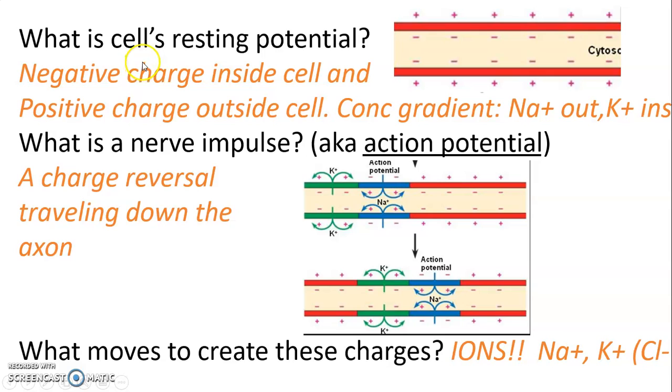So really briefly, this is a super short answer. Cell's resting potential: negative on inside, positive on outside, and a concentration gradient. Sodium high on outside, potassium high on inside. What is a nerve impulse? The shortest possible definition would be a charge reversal which is traveling down the axon. And what is moving to create these charges? Ions are moving, especially sodium and potassium. We'll see later chlorine also a little bit.